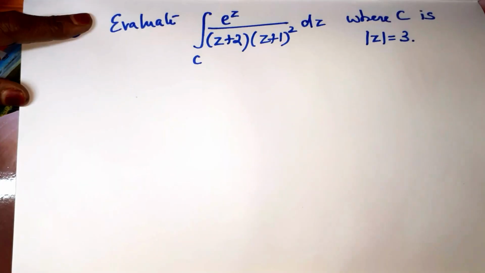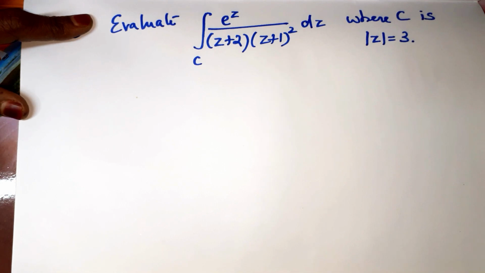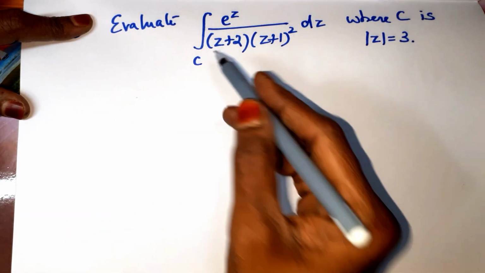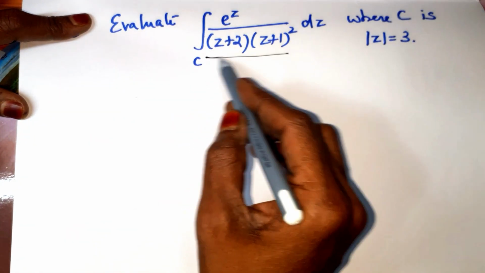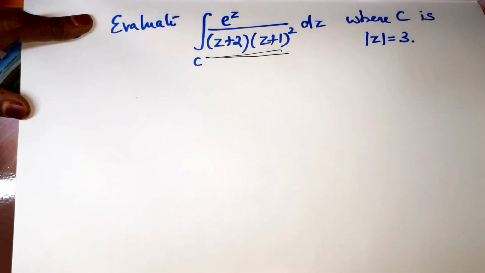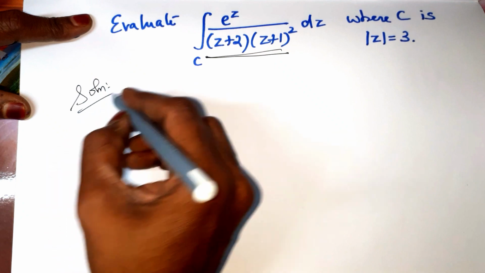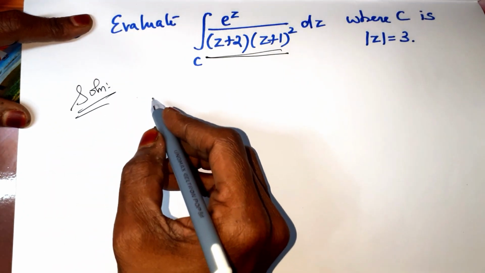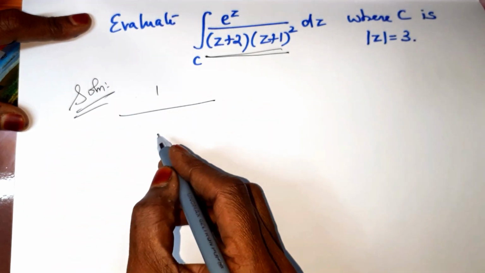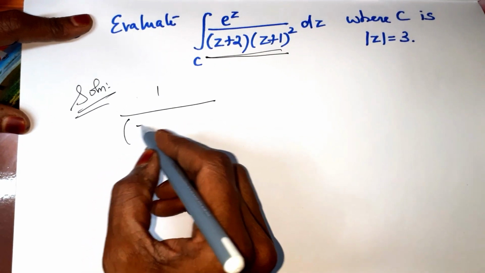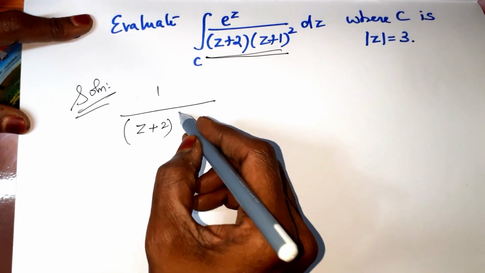Clear? Moving on to the next problem, we are going to evaluate the integral over c of e power z by z plus 2 into z plus 1 the whole square dz, where c is mod z equal to 3. If we have this, these terms are a product, right? So that we have to first split into fractions using partial fractions, and then we have to apply the formula. So I'm taking only this alone.